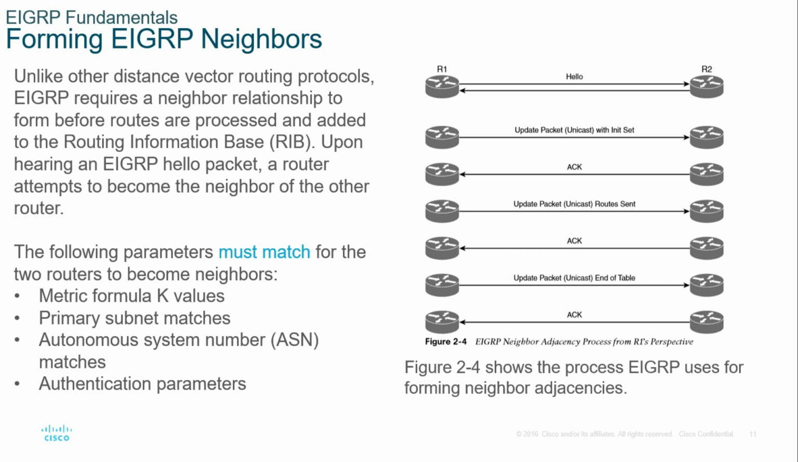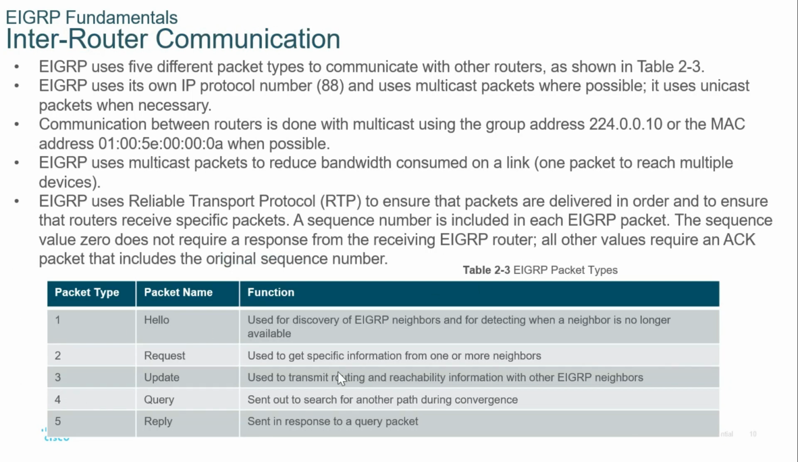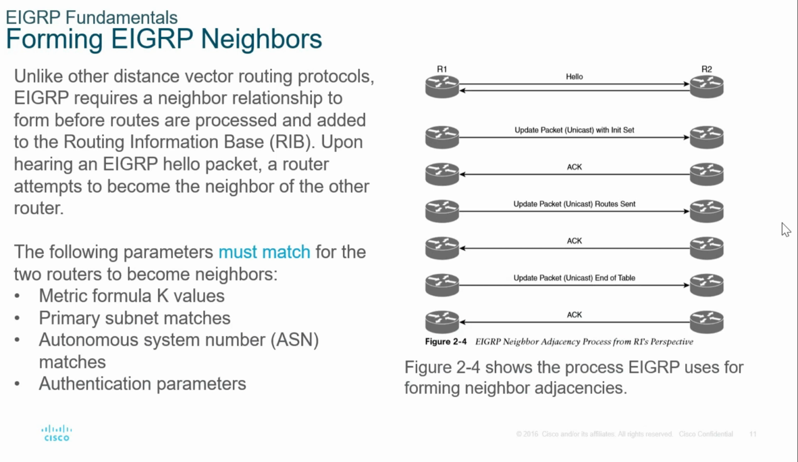Let's look at the process of how the routers in EIGRP form a neighbor relationship. In this example, we have router 1 and router 2. Once you enable EIGRP, they will start sending EIGRP packets. Let's see how the process works. The first thing they send is a hello packet. Once we enable R1 with EIGRP, it will send hello packets to all interfaces that are enabled with EIGRP.